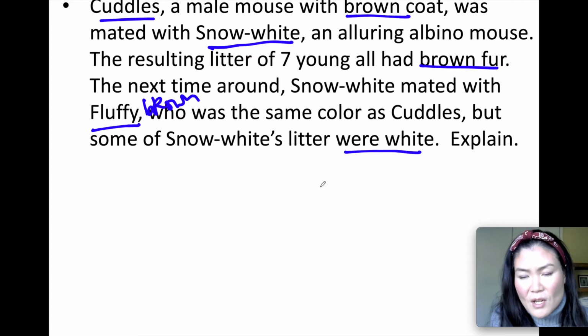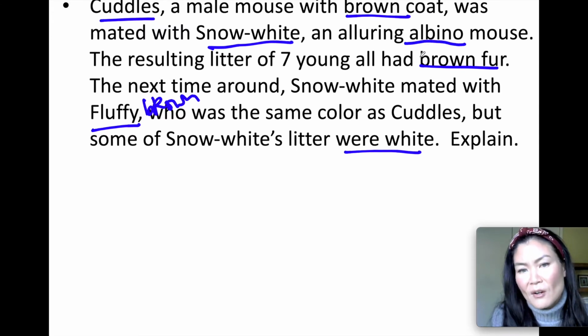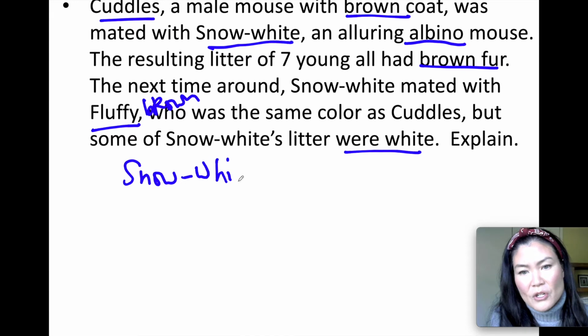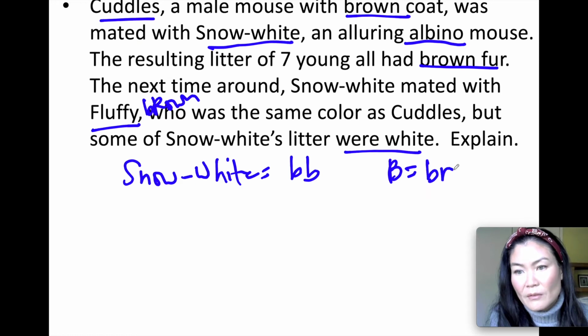So what do you guys think is going on here? What would be the genotype of Snow White? Well, it doesn't say that here, but white, albino, is a mutation, and most mutations are recessive. So we can figure out Snow White's genotype. Since brown is dominant to white, she's little b little b. Big B is the gene for brown, and little b is the gene for white.